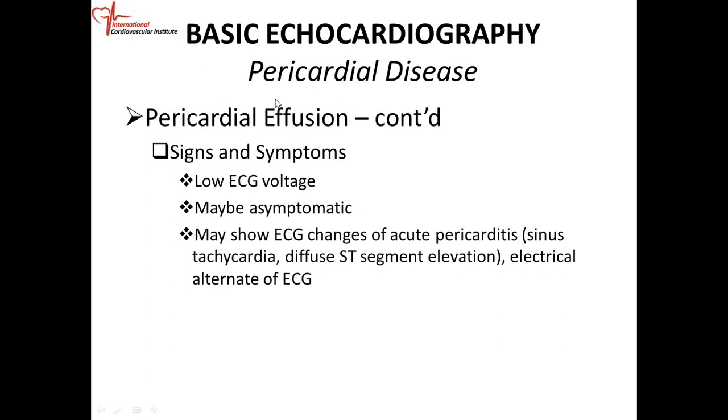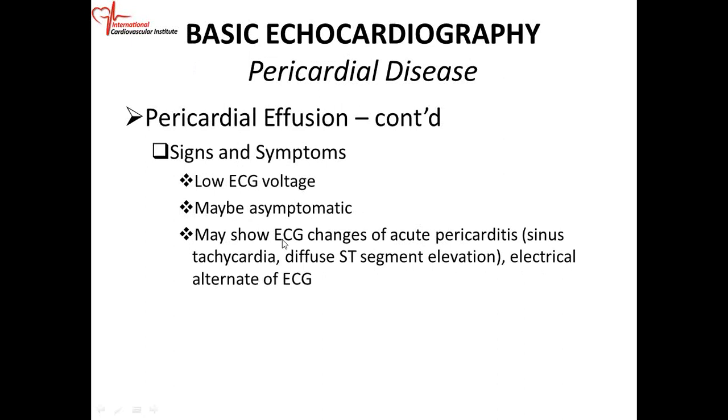Those of you who do echoes know that a lot of patients come in and you don't know that they have pericardial effusion. A patient may be completely asymptomatic. They come to the echo lab for something else, and you find that they have some effusion. Signs and symptoms: low voltage ECG, because if you have fluid around the heart, the voltage of the ECG tends to be low. So that's one of the tip-offs.